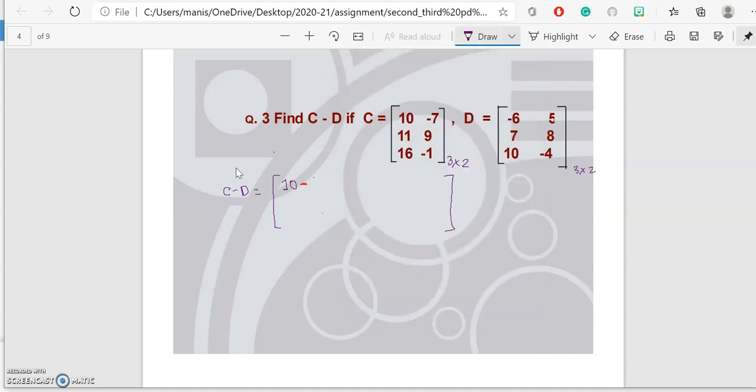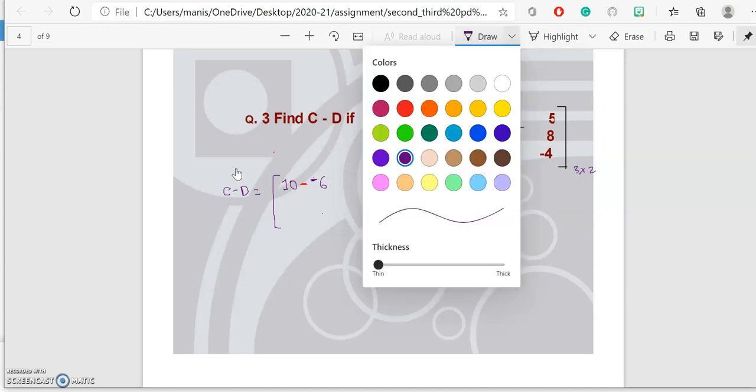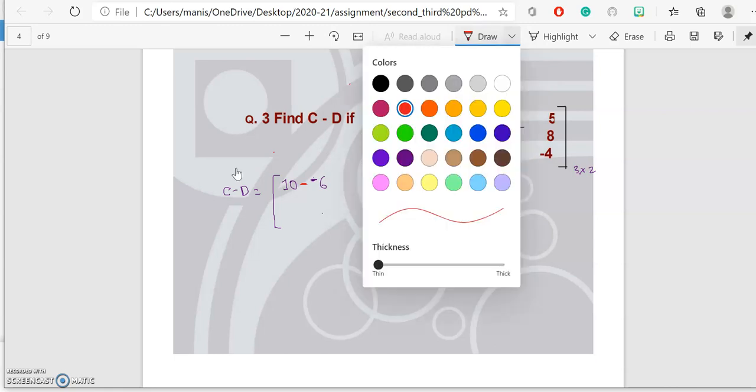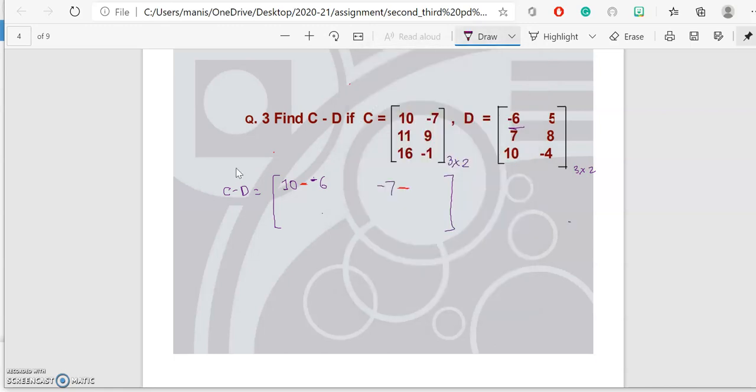So this is my what? Negative 6. How did I get negative 6? This negative 6 is over here. Then I have negative 7 with the minus sign. Look, I'm always using a different color for the minus sign because I know I will mess up over here. Okay, and it says what? Negative 7 minus 5. Then I have 11.